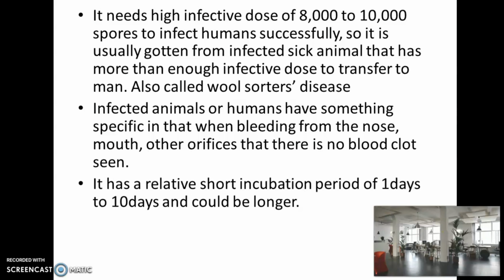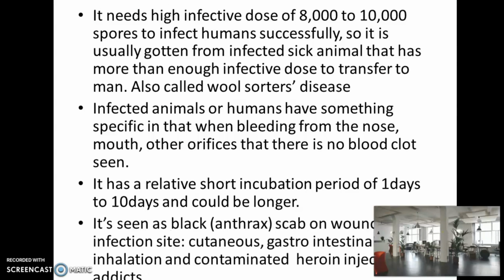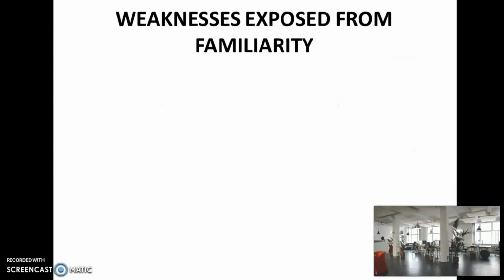It has a relatively short incubation period of 1 day to 10 days and is seen as black anthrax. That blackness is called anthrax in Greek. Scab on wounds. The infection sites are cutaneous, gastrointestinal, inhalation, and contaminated heroin-injected needles.